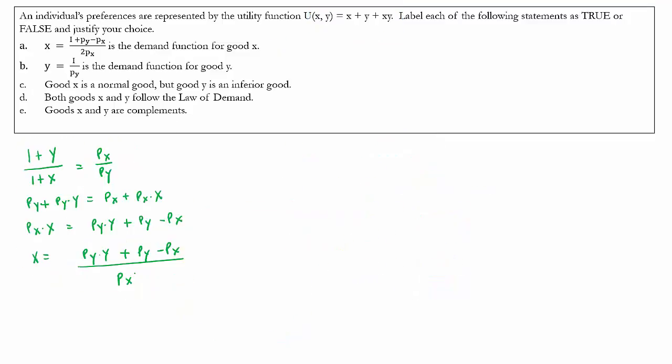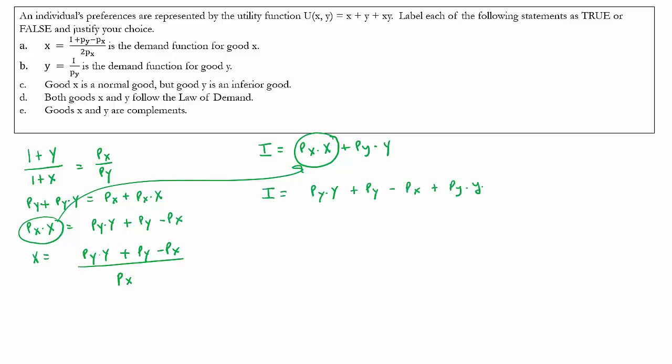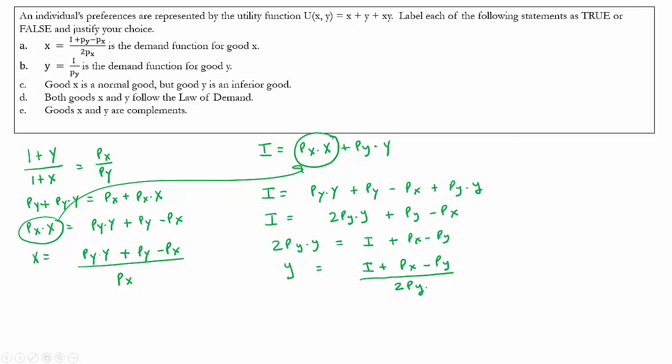Here's what we get when we solve for x. Again, I'm going to find it easier to stop actually one step short of that and plug in instead for p of x times x. So let's do that. Here's the budget constraint. And we want to plug in for p of x times x. Let's clean it up and solve for y. There you have it. That's the demand function for y, making statement B a false statement.